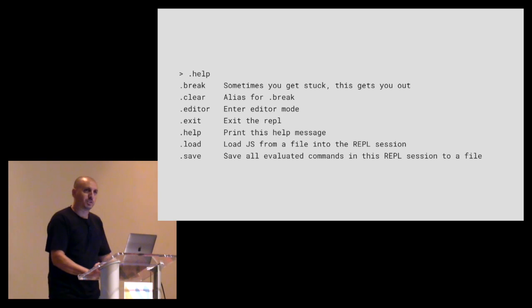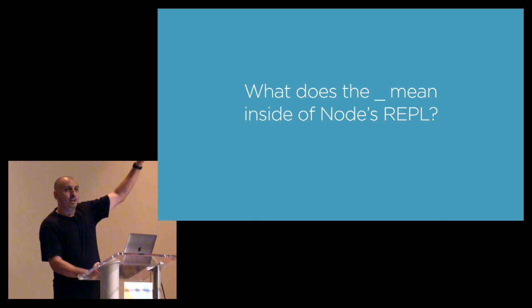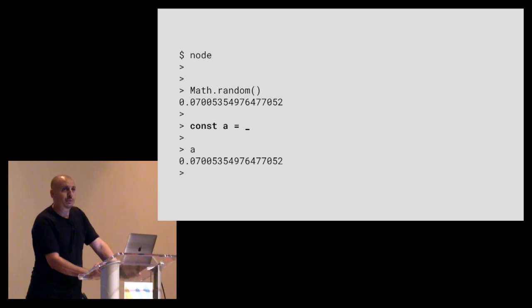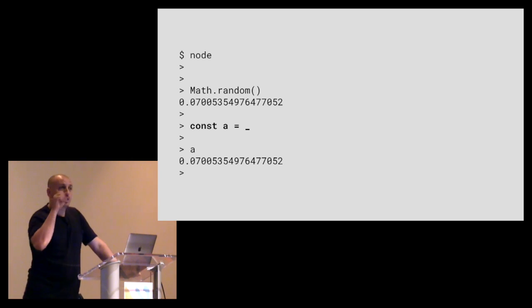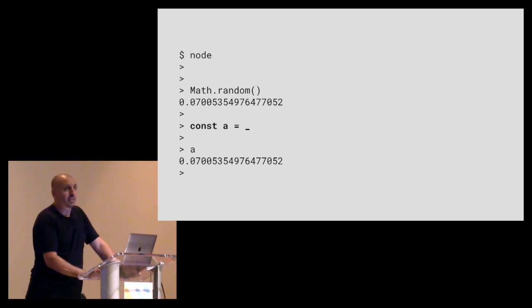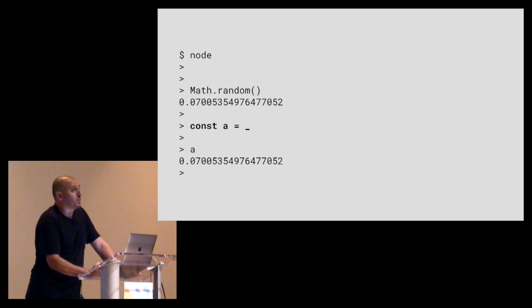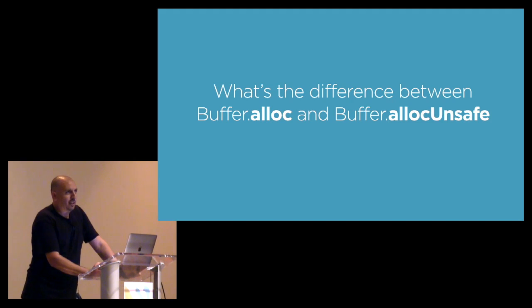All right, let's try an easier question, and I hope some of you know this, because it's really useful. What does the underscore mean inside of Node's REPL? Anybody used it before? It means last executed value. So if I run Math.random, I get a random value. And if I want to capture that random value in a variable, of course I can't do Math.random again, Node automatically captures that in the underscore variable, and I can just use that. Very useful, right?